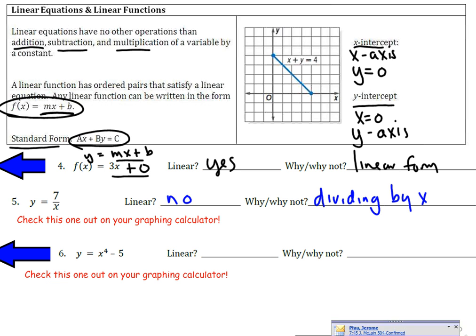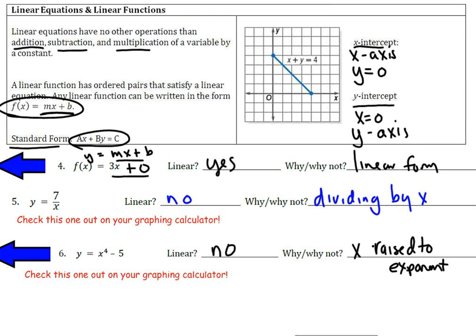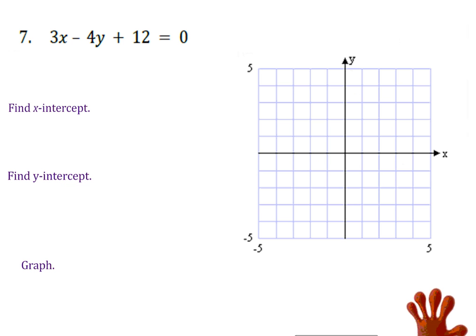Likewise, this one is not going to work either. So no, this is not going to be linear at all. So why or why not? Because you've got it raised to an exponent. There's absolutely no way that's linear.